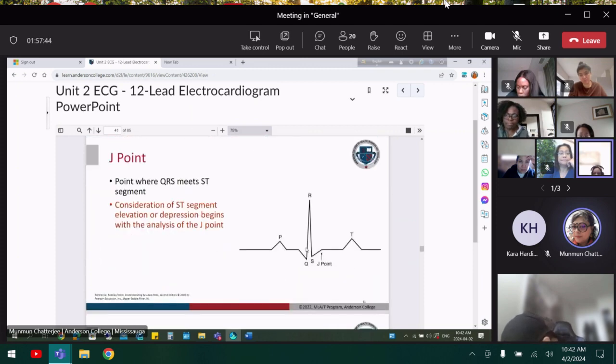So now we are talking about the J point. Now you know the P wave, you know the R wave, you know the Q wave, S wave, right? So always Q or S.